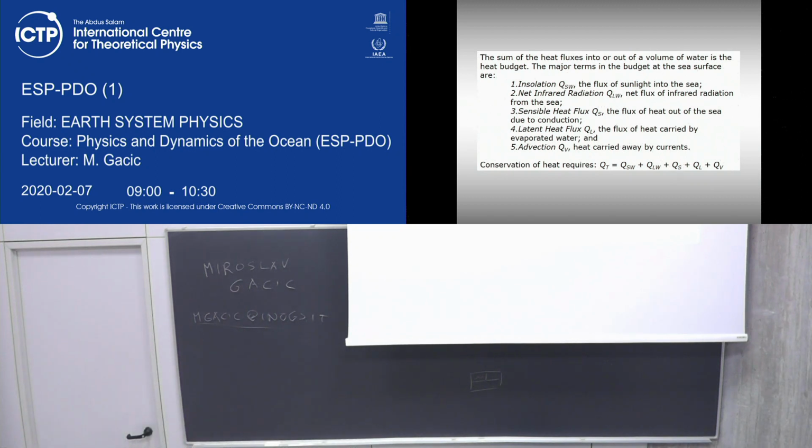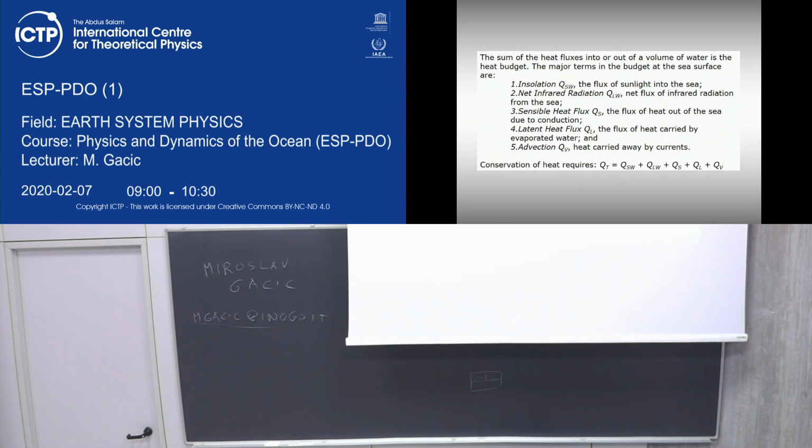Now we will be discussing a little bit the heat and water budget. Heat and water budget are important because the ocean accumulates heat and then releases the heat into the atmosphere, or the heat is then redistributed within the ocean by ocean currents. So, what are the components of these heat fluxes in the ocean?